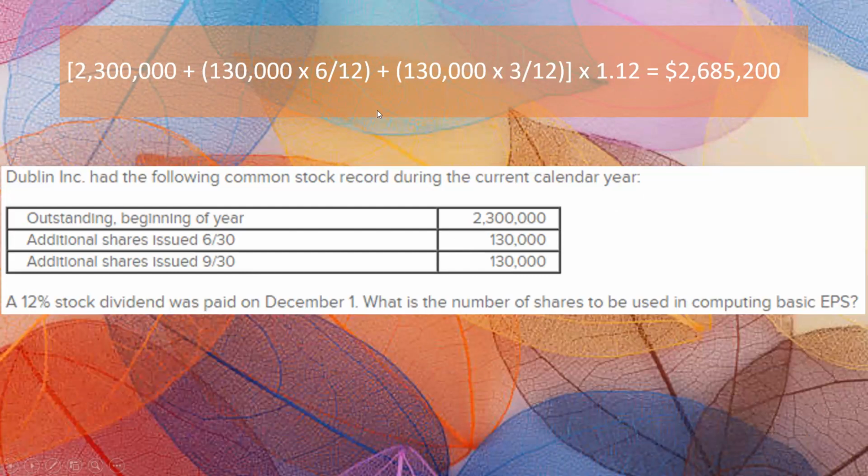That was the average. But then on December 1st, now see, that's a key that happened after all of this, so we don't need to plug it in somewhere randomly. After all that, they issue a 12% stock dividend. So we're going to take all of this average and then multiply it times 112% because it's all of these plus another 12%. And that will give us, so this should not be a dollar amount, I apologize, 2,685,200 shares, not dollars, but shares.